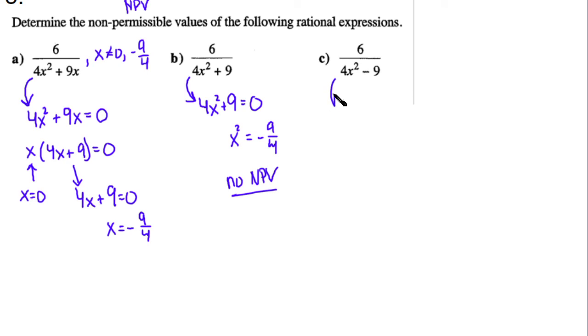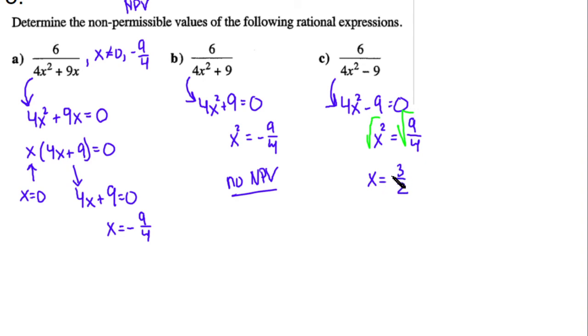And then finally in C, same thing. 4x squared minus 9 equals 0. Add 9, divide by 4. We're going to get x squared equals 9 over 4. Now to get x, we would have to take the square root of the left-hand side and the right-hand side. If we do that, we're going to get x equals 3 over 2.